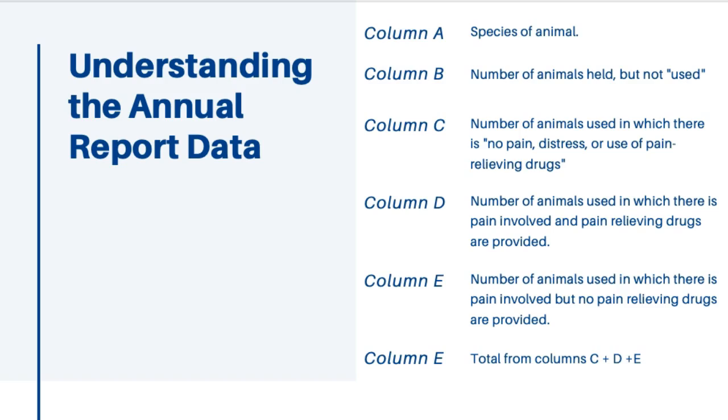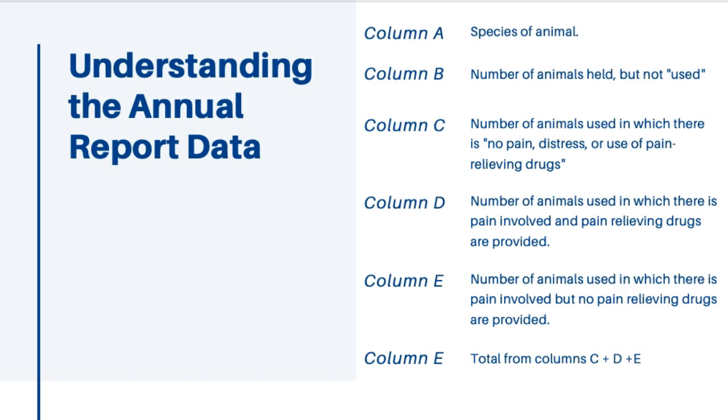So these are animals that might be purchased but aren't ready for the experiment, or they might be held for the sake of breeding other animals. The final animal usage report numbers don't actually contain animals in column B.